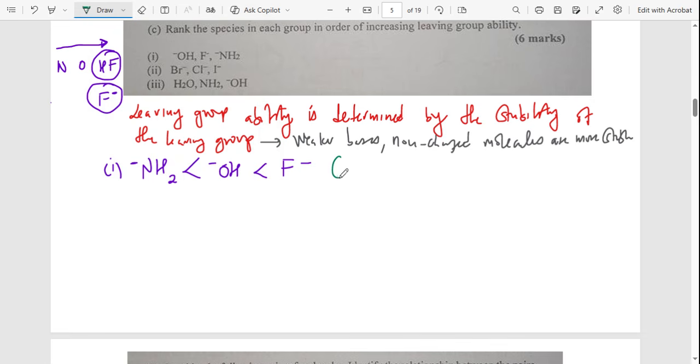And just for you to know the reason, F minus is the weakest base because it comes from the strongest acid.